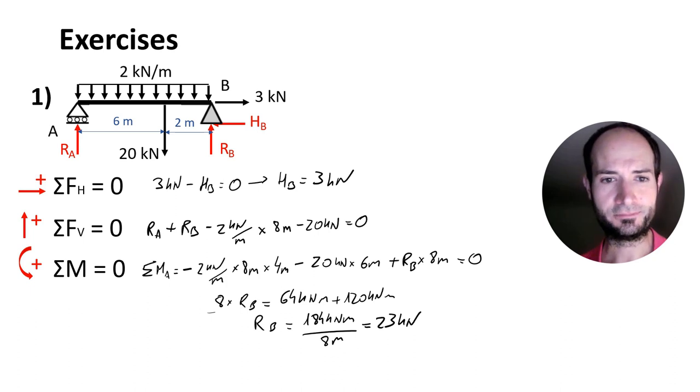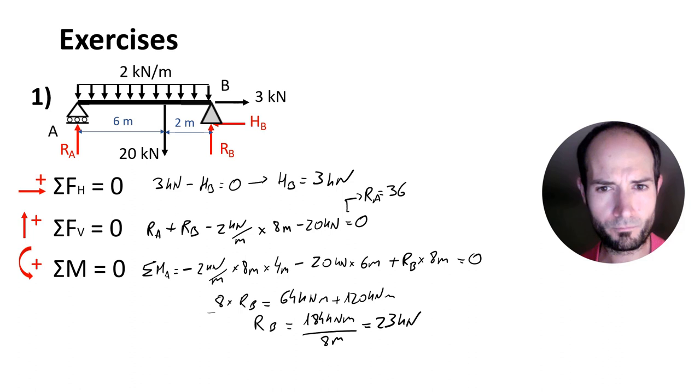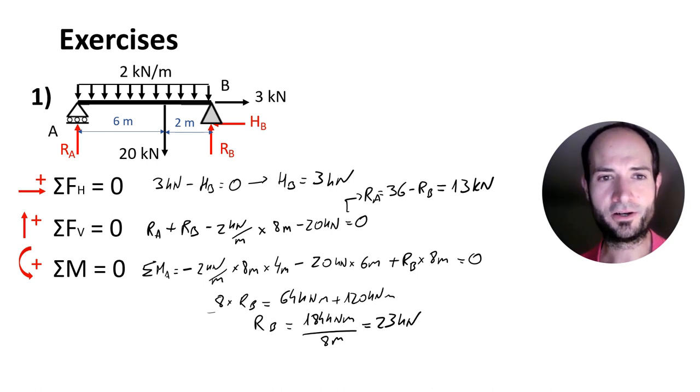Now let's get our RA. RA equals 36 minus RB, and that's 13 kilonewton. That's it. We are getting all the results with a positive sign. That means that the arrows I have drawn at the start are pointing in the correct direction.